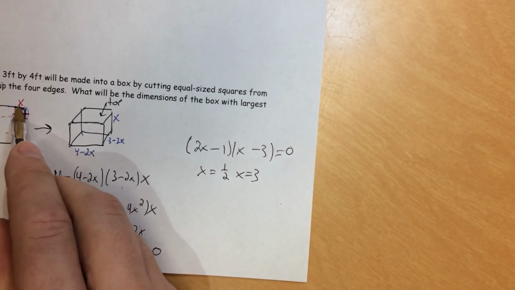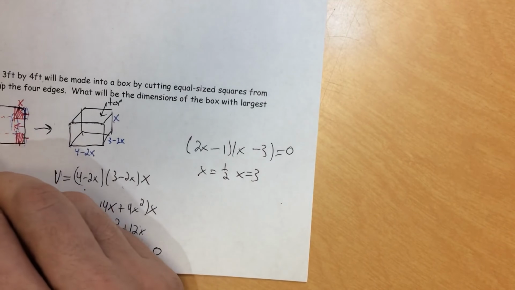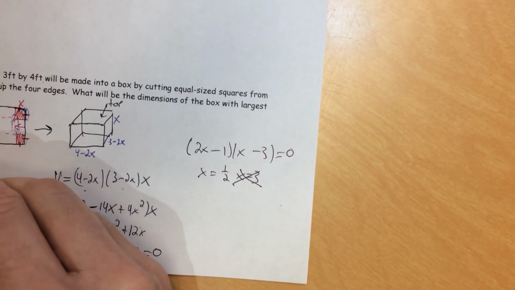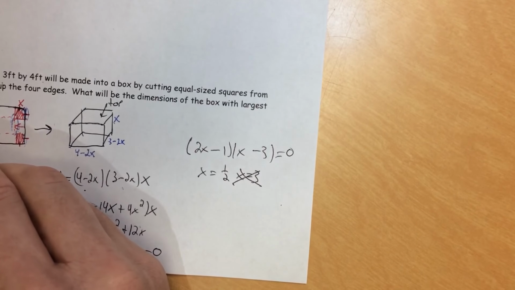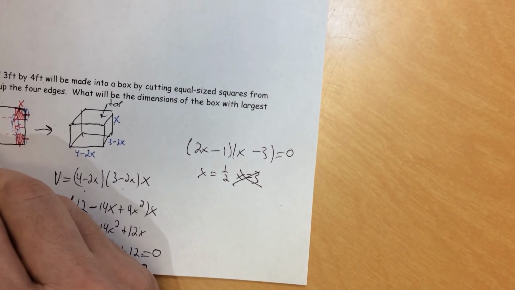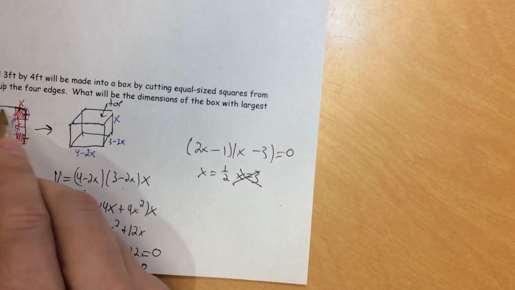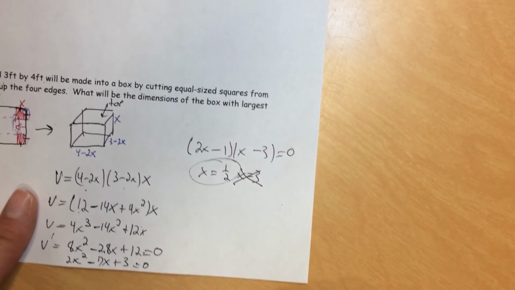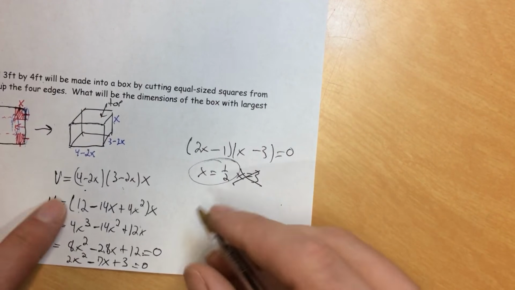Notice that x equals 3 isn't possible because this side was 3 feet, and we would have to take out 3 twice. Well, that's not there. This side was 4 feet, and we would have to cut out 3 twice. That would get you down to a side length of negative 2, and that's not possible. So x equals 1/2 is the only critical value that makes sense.